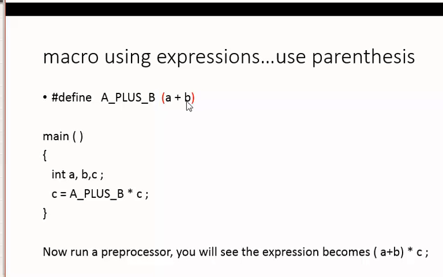We use parentheses. If you use parentheses, then when the macro expands, you get c equal to open parenthesis a plus b close parenthesis times c. Then the plus gets higher precedence and it works the way it was intended.